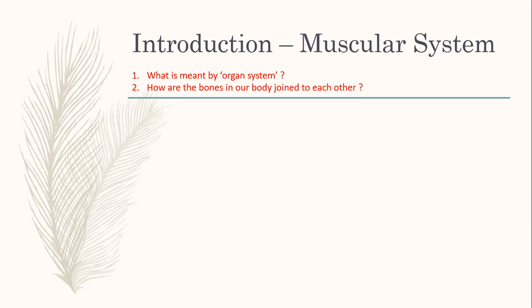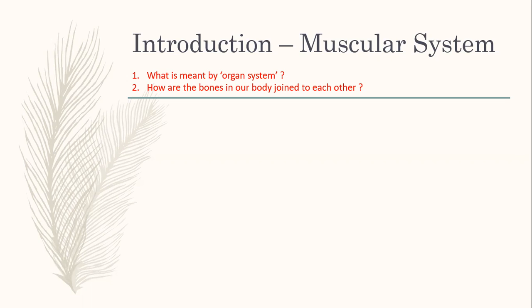First question is, what is meant by organ system? So the answer to this question, girls, I guess you already know it. What is an organ system? We have learned about it in the previous class where we studied about cells. Cells form tissues, tissues form organs, and organs form organ systems. So I hope you know what is an organ system.